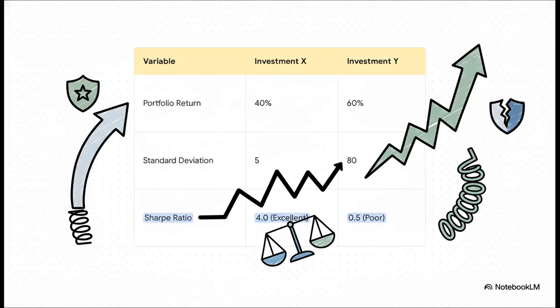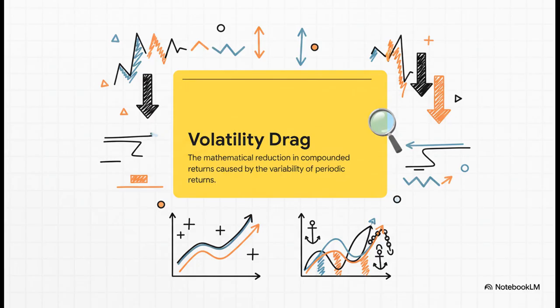Investment X, with its smooth 40% return, has an absolutely incredible Sharpe ratio of 4.0. But investment Y, even with its massive 60% return, has a pretty poor ratio of just 0.5. The math is crystal clear. Investment X was by far the superior choice because it achieved its return with amazing efficiency. But why? Why is that smoother ride so much better?